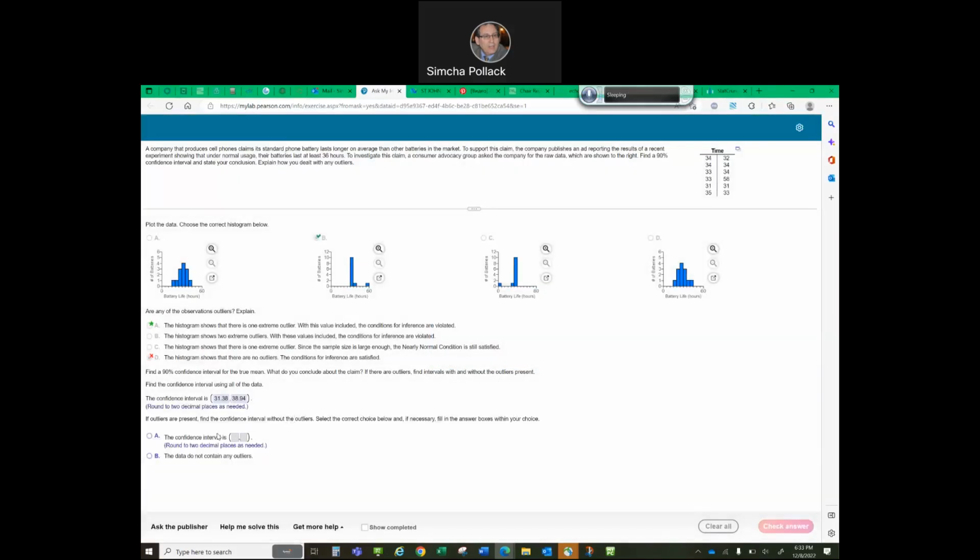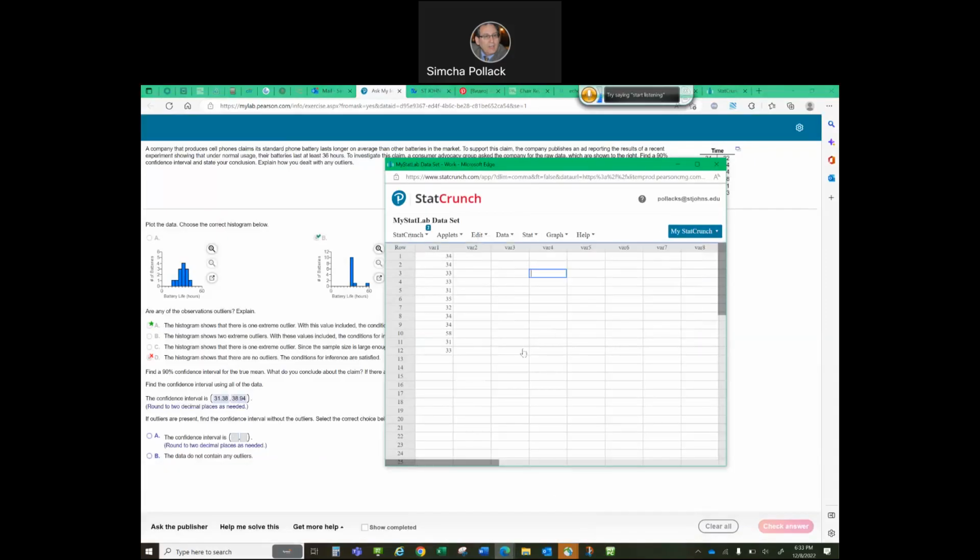Now, if outliers are present, find the interval without the outliers. Well, again, there's one data point that seems to be the outlier. Let's go back to StatCrunch. This time, delete the outlier. Now, what's the outlier? Well, you can sort them, or you can just see it visually. The outlier is clearly the number 58. So let's delete it. See what happens now with 11 numbers.